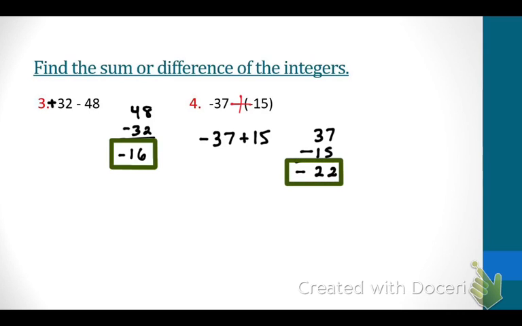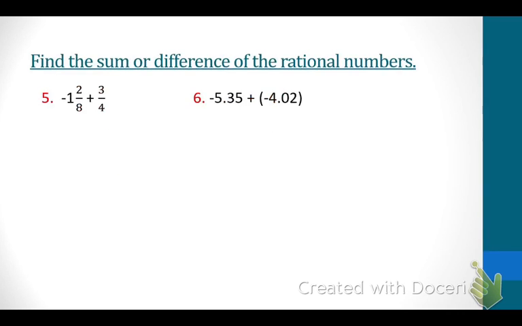-22 is correct. All right, numbers 5 and 6 say to find the sum or the difference of the rational numbers. When I am adding and subtracting fractions, do I need a common denominator, yes or no? Yes, I do. Zariana, what would my common denominator be? 8 is correct. Now, before I can add those together, what should I do with this mixed number?